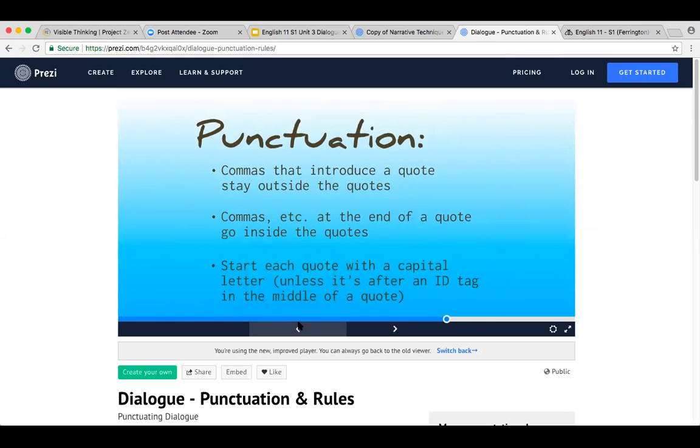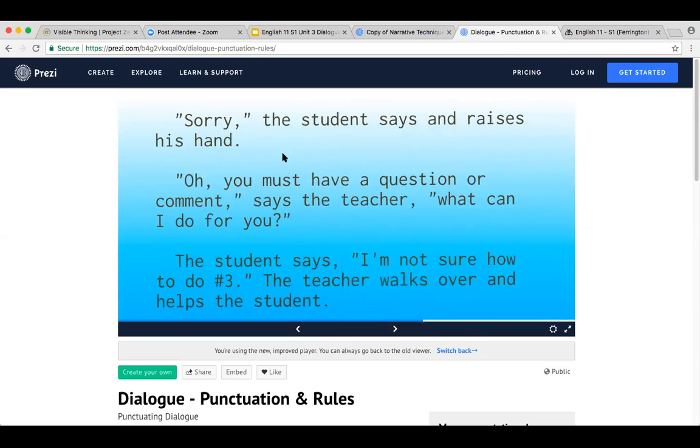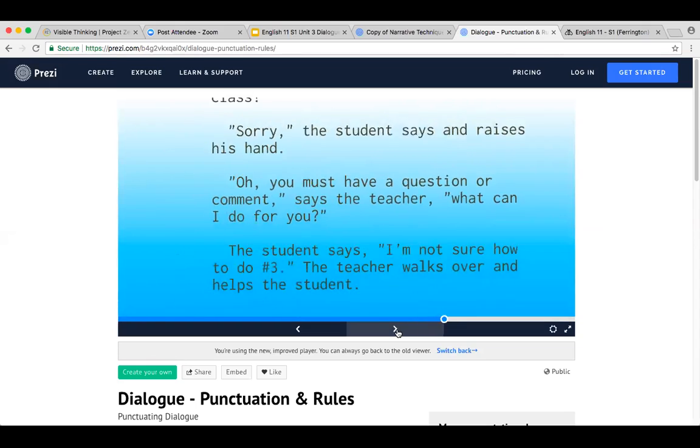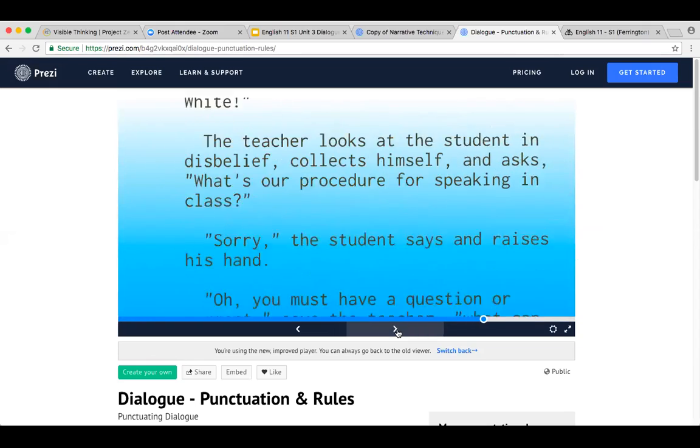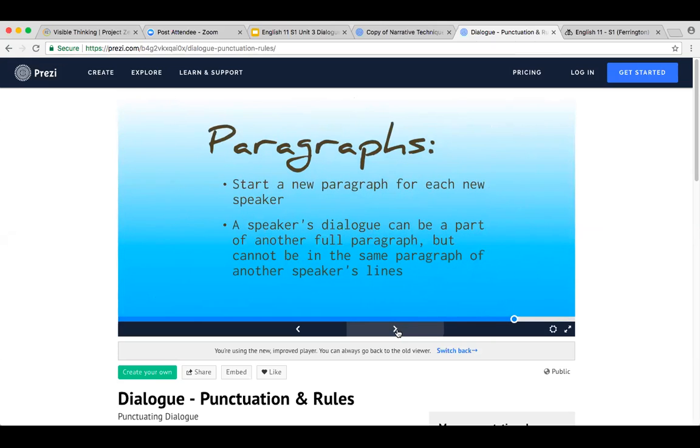The other thing I want to mention is that if you are starting a quote, you always have to have a capital letter at the beginning. The only exception would be if you're in the middle of a sentence, like, "Oh, you must have a question or comment, what can I do for you?" This is a lowercase one because it's a continuation of this quote over here. I'm going to skip back to where we were before. Sorry for all the jumping. The next thing you need to have are paragraphs.